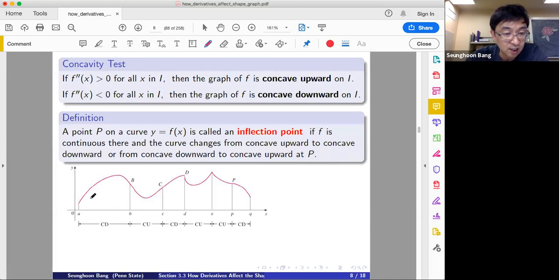Here, this is concave down. Here, concave down. This one, concave up. This one, concave down. This one, concave up. This one, concave up. This one is concave down. So, do we have an inflection point? Do you know that inflection point? How many inflection points do we have from this graph? Could you check? Three inflection points.